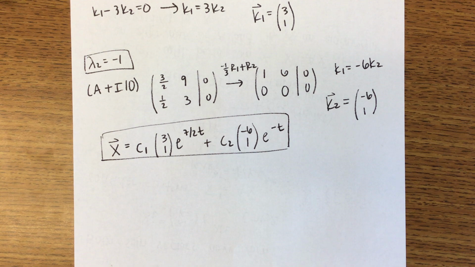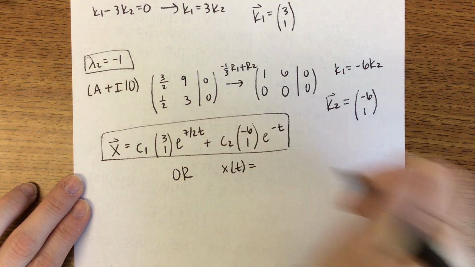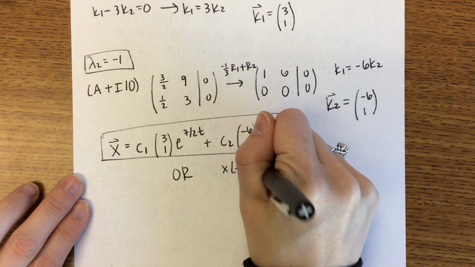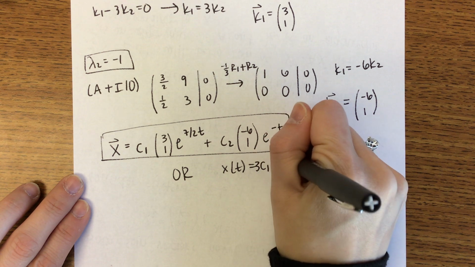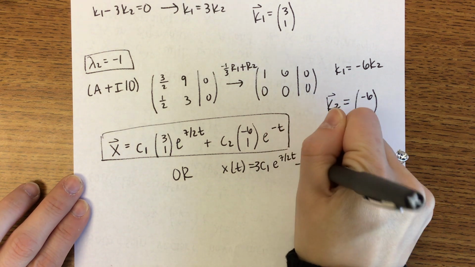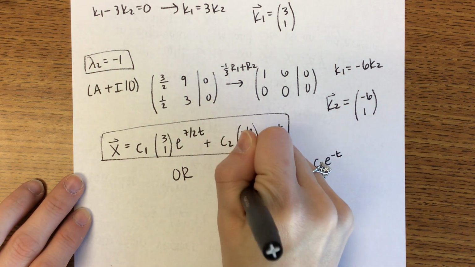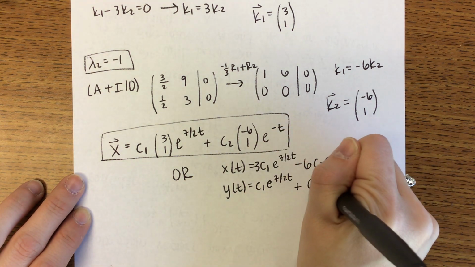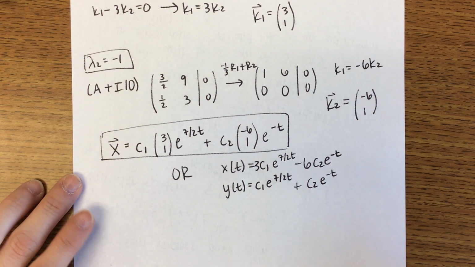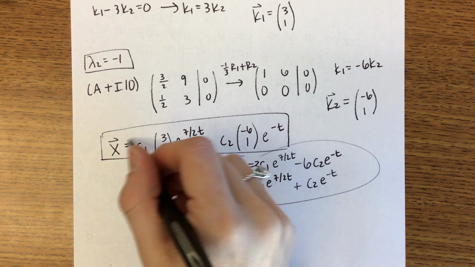That is one way to express the answer. Sometimes your answer will be expressed as a system. So the other way to express this would be x of t is equal to, and you just go across. So 3 C1 e to the 7/2 t minus 6 C2 e to the -t. And y of t will be C1 e to the 7/2 t, plus C2 e to the negative t. I believe on WebAssign you'll be using this top format.